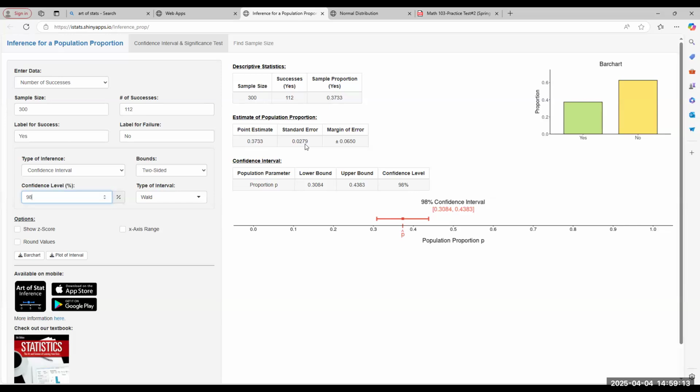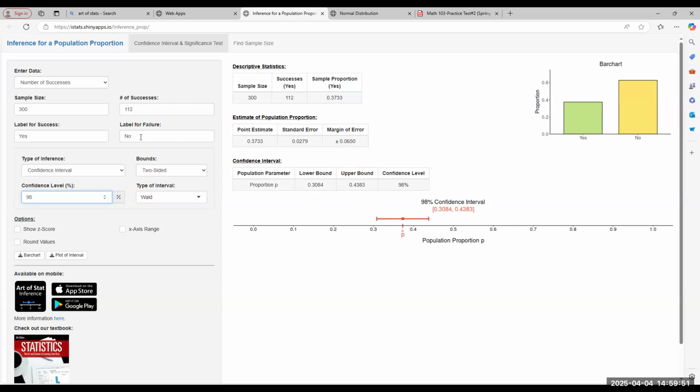This is when you assume that the Z critical is 1. But we are interested in this number, the margin of error, E. The margin of error that they got is 0.065, exactly the same thing that we did. Then the interval. This is what we are interested in. The lower part of the interval is 30.84, like 31%, and the upper part is 43.5. It's almost the same as the one we did, and this is going to be the interval.